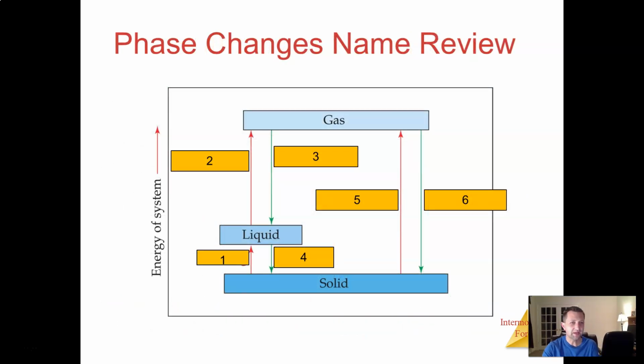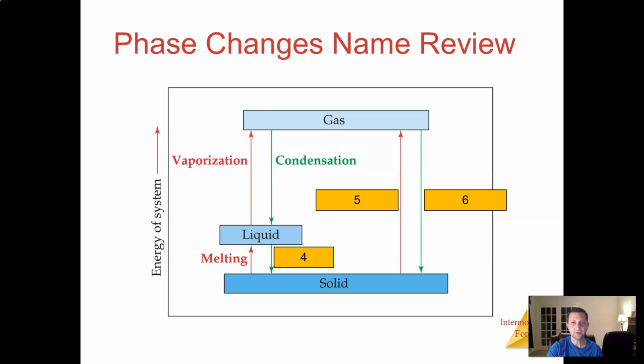Okay, this will only take 2 seconds here. Phase changes, name review. We have to make sure we remember what everything is here. Number 1 is solid to a liquid. What's that called? It's melting. Liquid to a gas, which is number 2, is vaporization or evaporation. Number 3, you're going back from a gas to a liquid: condensation. And number 4, liquid to a solid, is freezing. And then now we have 5 and 6.